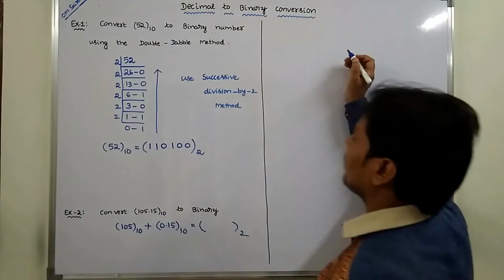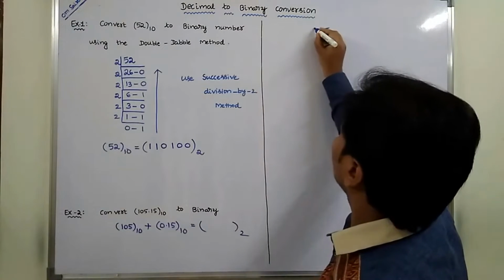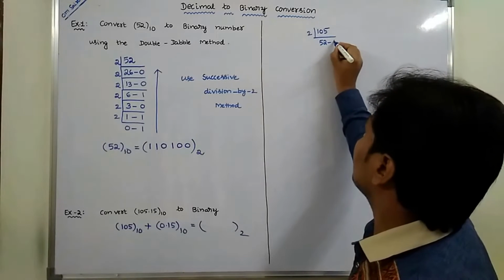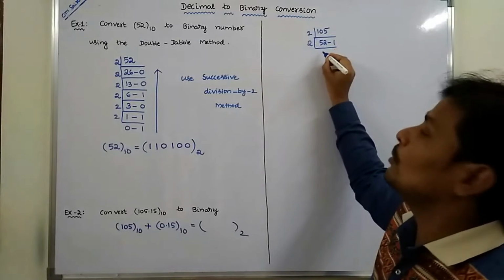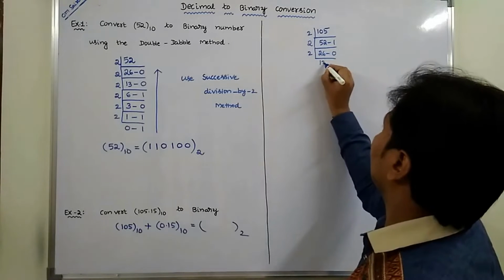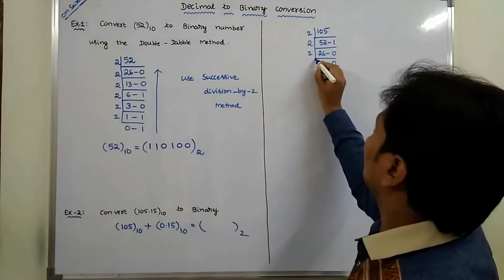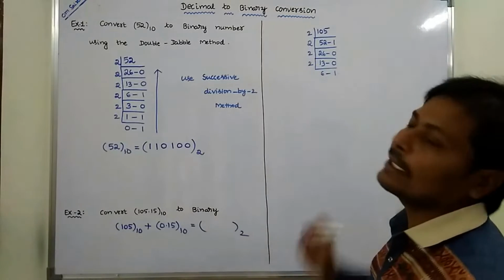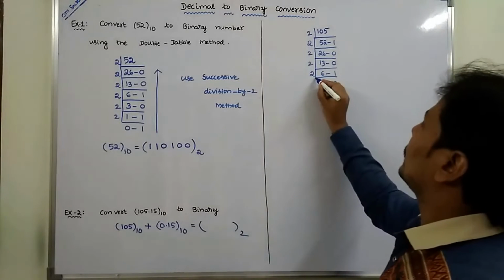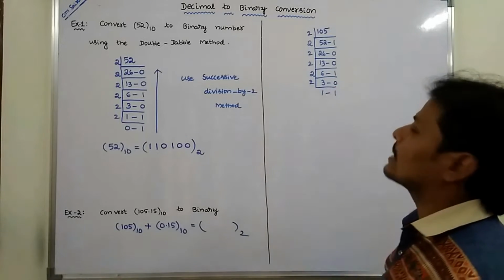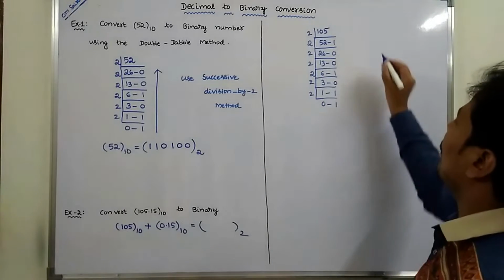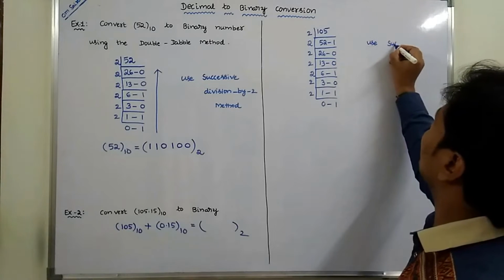Okay, now we go for 105. 105 divided by 2 is 52 times, remainder is 1. 52 divided by 2 is 26 times, remainder is 0. 26 divided by 2 is 13 times, remainder is 0. 13 divided by 2 is 6 times, remainder is 1. 6 divided by 2 is 3 times, remainder is 0. 3 divided by 2 is 1 time, remainder is 1. 1 divided by 2 is 0 times, remainder is 1.